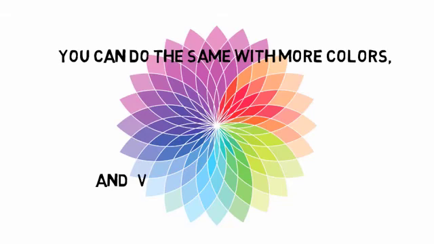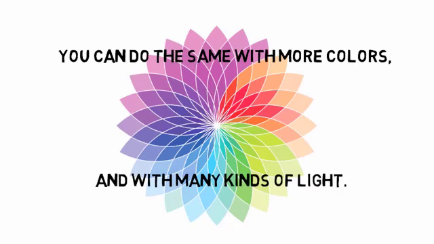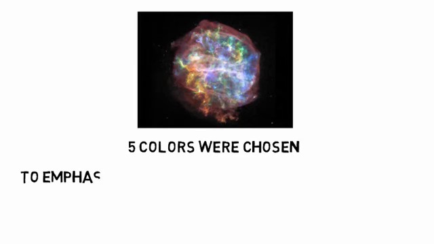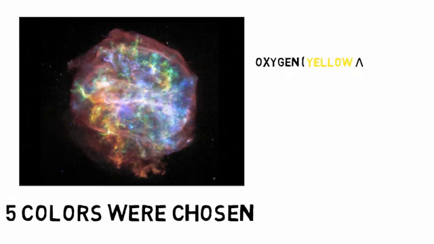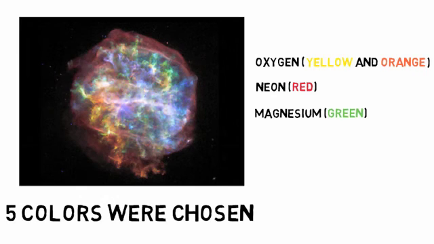You can do the same with more colors and with many kinds of light. In this image of a supernova remnant, G292, an exploded star about 20,000 light years away, five colors were chosen to emphasize emission from particular elements: oxygen, yellow and orange, neon, red, magnesium, green, silicon and sulfur, blue.